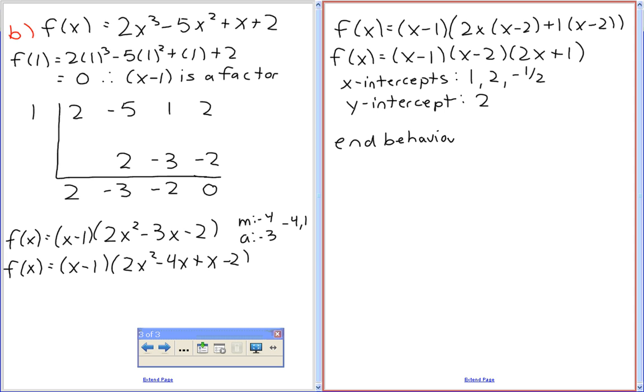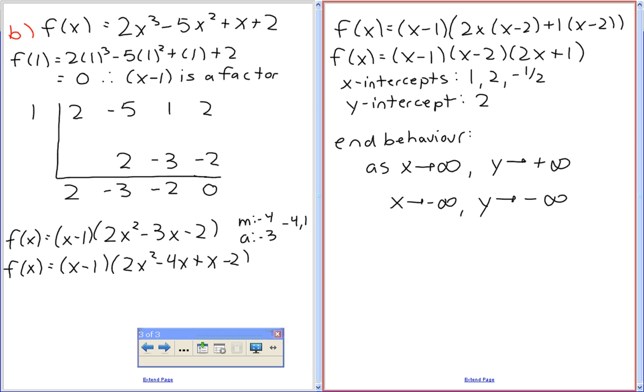Okay, end behavior. I'm going to start to use a little calculus here. As x goes to infinity, meaning this way, where is y going to go? It goes to positive infinity. You guys seen this notation before? Everyone seen this? Okay, as x approaches negative infinity, y then also will go to negative infinity.